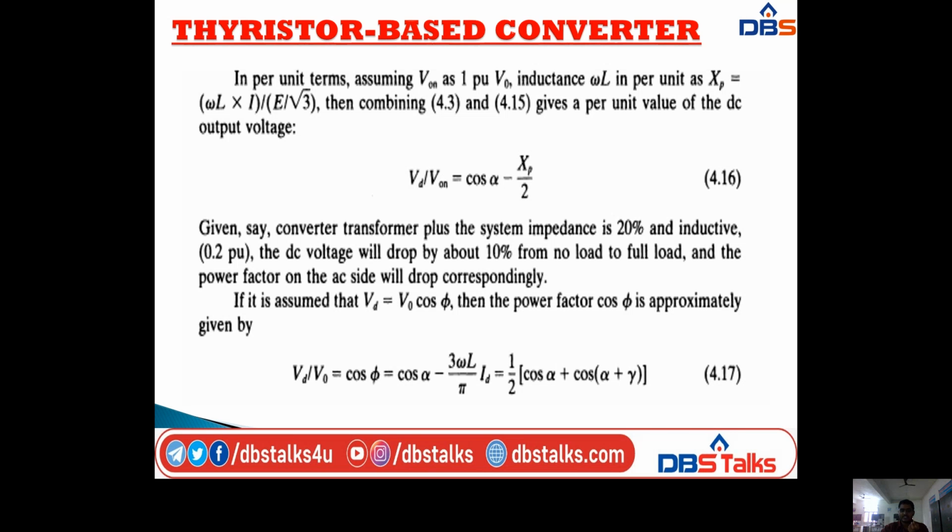If it is assumed that Vd is equal to V naught cos phi, then the power factor cos phi is approximately given by Vd by V naught is equal to cos phi, which is equal to cos alpha minus 3 omega L by pi into Id. From this we will write 1 by 2 of cos alpha plus cos of alpha plus gamma. We will treat it as equation 4.17.